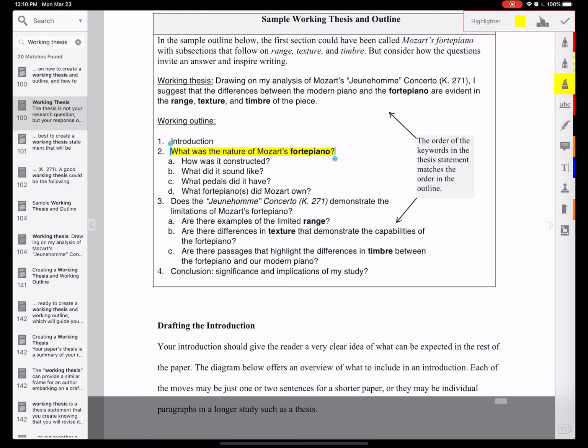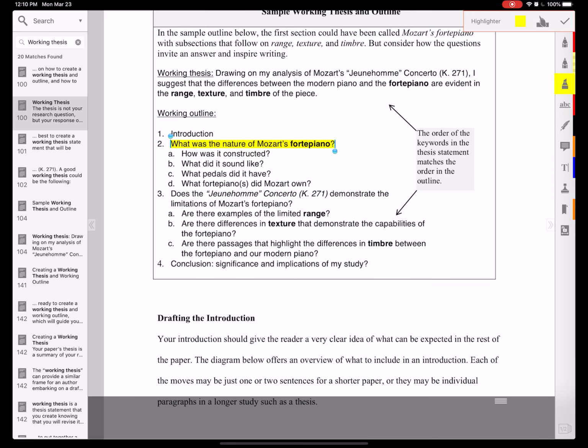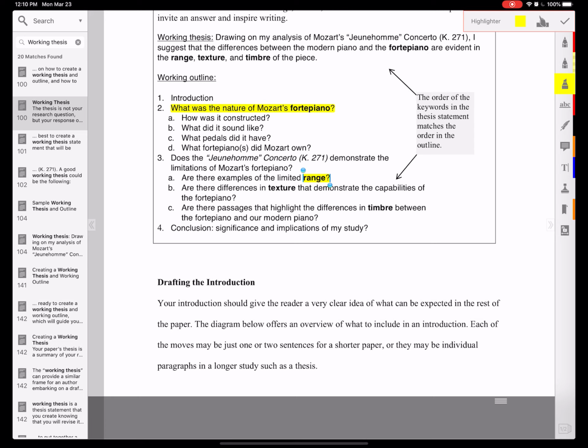So remember, he had the keywords highlighted. I highlighted the keywords in his working thesis statement for him. The first section is going to really discuss Mozart's forte piano. What was it like? How was it constructed? Etc. And then he's going to look at his analysis of the Jeune Concerto by Mozart, specifically looking at the range, the texture, and the timbre in the piece. So it's a beautiful example of how that thesis statement creates this beautiful outline, and each one of the points in the outline is a question. So as he starts to write, he can just start answering those questions in his working outline.